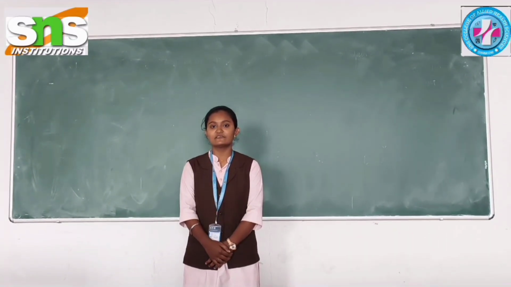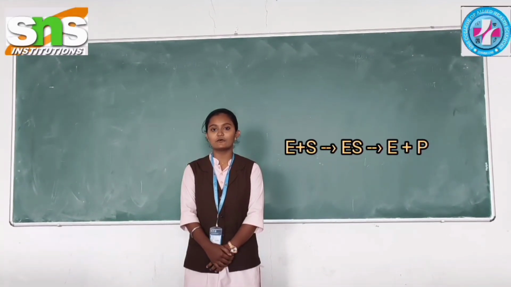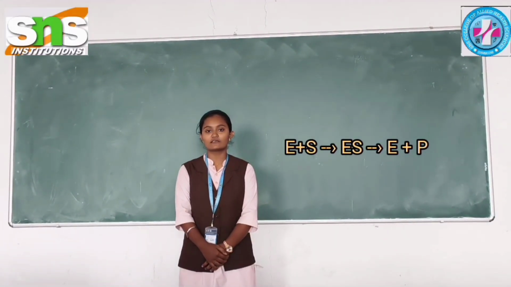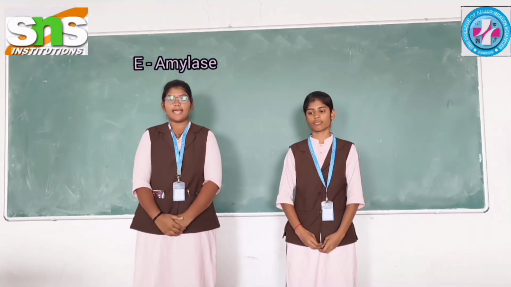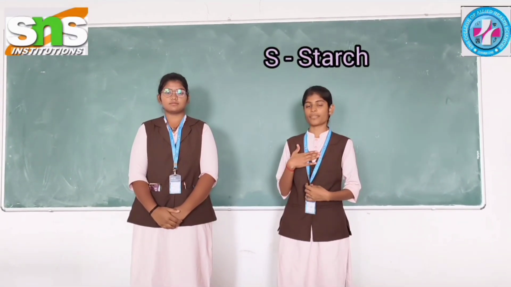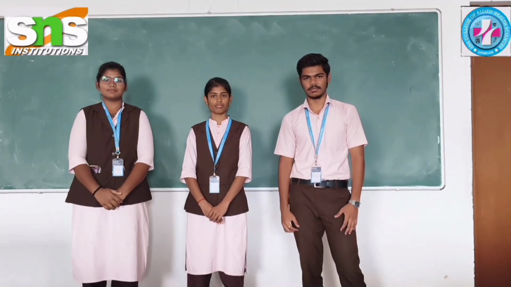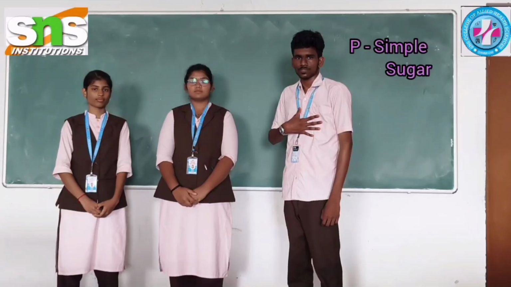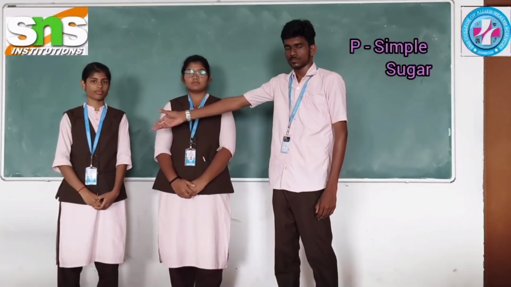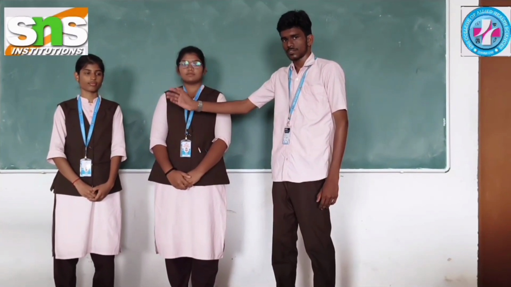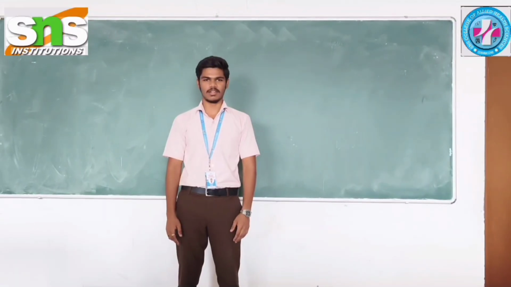Normal enzyme action is when the enzyme binds to the substrate, forms an enzyme substrate complex and releases products. I am the enzyme amylase. I have an active site specific for my substrate. I convert starch into simple sugars. I am the substrate starch. I bind specifically to amylase. Amylase and starch both combine and give the enzyme substrate complex. I am the product, simple sugar, formed from starch with the help of amylase. This is a normal enzyme reaction.